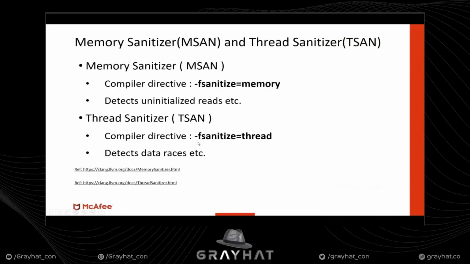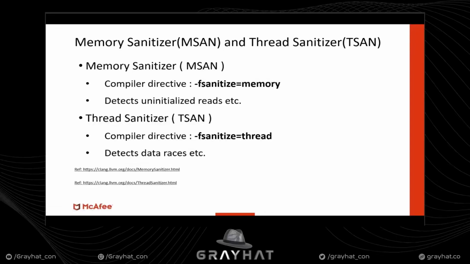Let's move on and see other types of sanitizer. There are two more sanitizers, which are memory sanitizer (MSAN) and thread sanitizer (TSAN). If you want to compile your program using MSAN, or memory sanitizer, then you need to use the compile directive -fsanitize=memory. Memory sanitizer will detect uninitialized memory reads, etc.